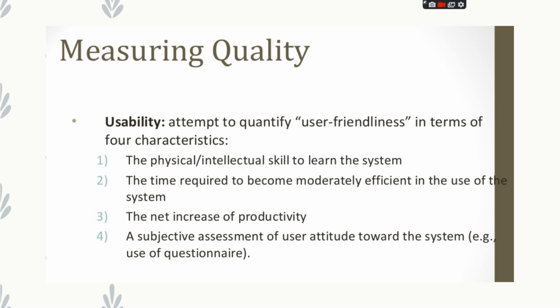Usability attempts to quantify user friendliness in terms of four characteristics: the physical and intellectual skill required to learn the system, the time required to become moderately efficient in the use of the system, the net increase in productivity, and a subjective assessment of user attitude toward the system. Example: use of a questionnaire.